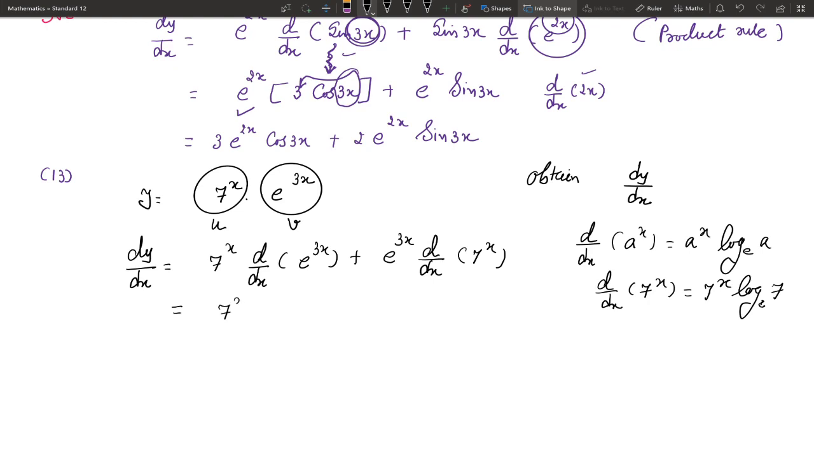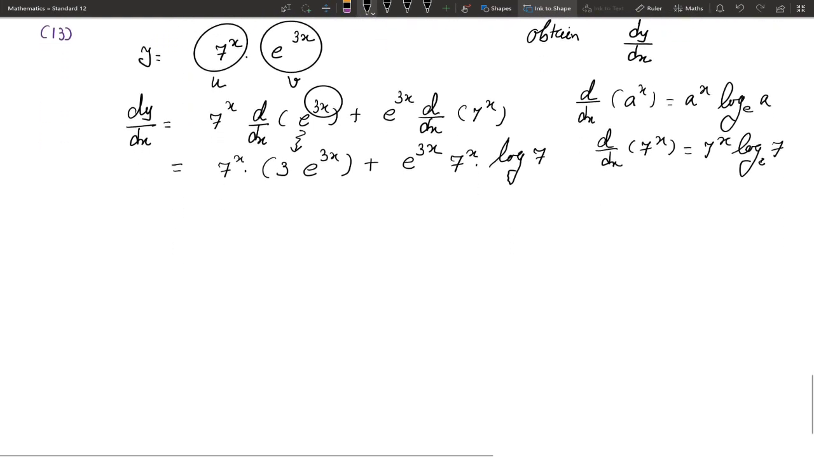So now this is 7 raised to x as it is. D by dx of e raised to 3x, it is e raised to 3x into, by chain rule we know, d by dx of 3x, so that is 3. This is as it is, 7 raised to x into log 7. So this is the answer.